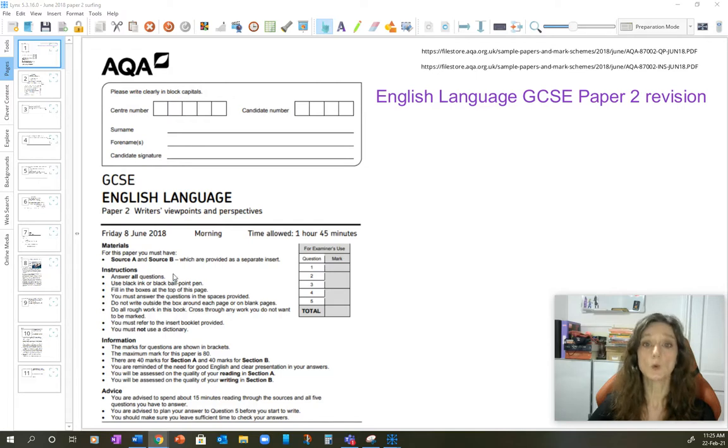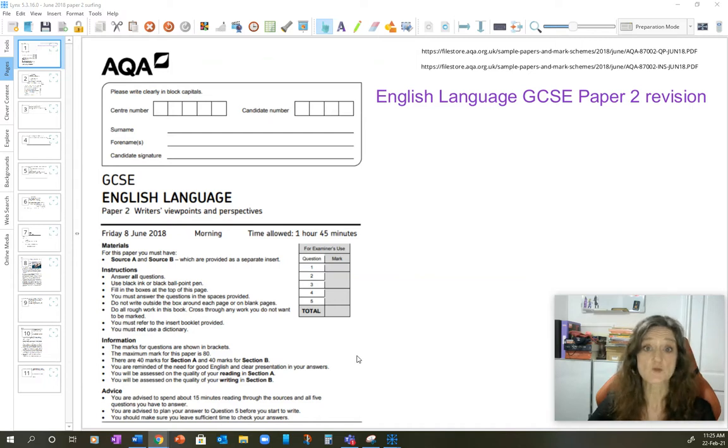You need to answer all the questions. There's no optional ones on paper 2. You need to write in black, and I've talked before about how your exam papers get scanned in, so writing in black is important. Ask your examiner or your teacher if you need to borrow a pen. Fill out the top, good. Answer the questions in the spaces provided. Write inside the lines. Do your rough work in the book.